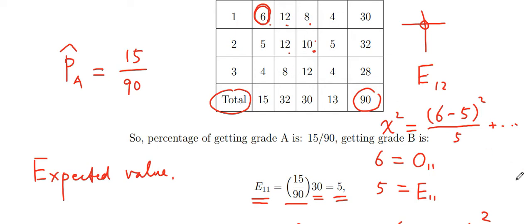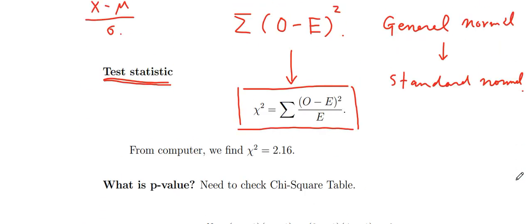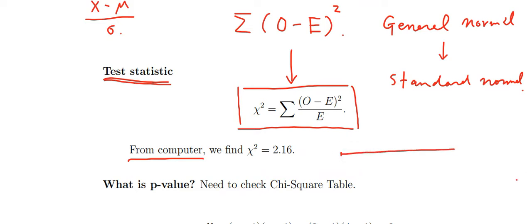Such calculation is tedious, so for those tedious calculations we just use a computer. I will not ask you to do those tedious calculations. So we use a computer, and from the computer we get this value. Then we have this number, 2.16.